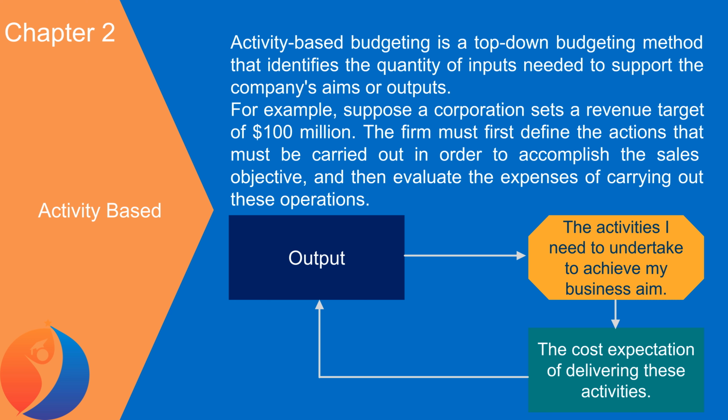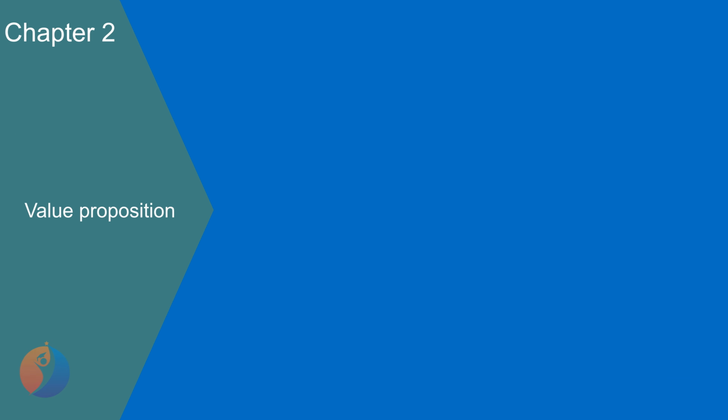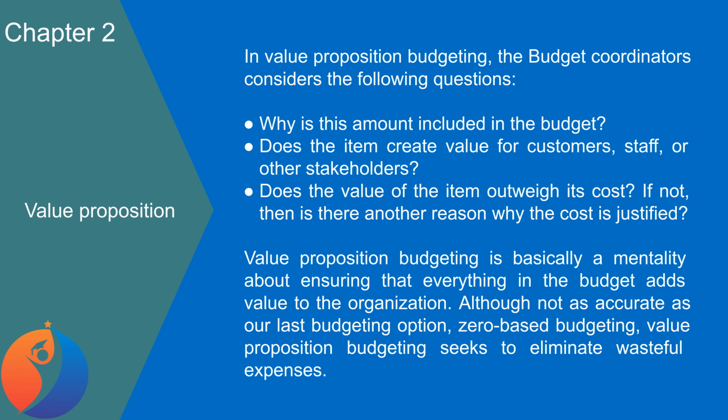The below diagram starts from activities and then cost expectations and the result is output. Number 3, value proposition. In value proposition budgeting, the budget coordinators consider the following questions. Why is this amount included in the budget? Does the item create value for customers, staff, or other stakeholders? Does the value of the item outweigh its cost? If not, then is there another reason why the cost is justified?